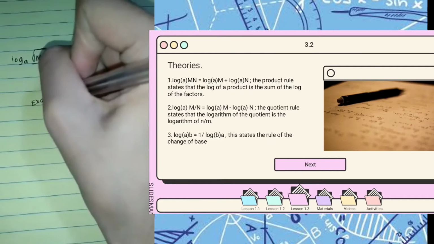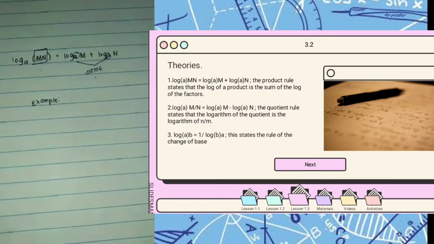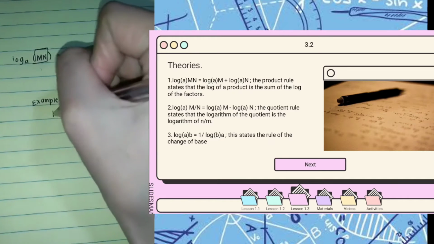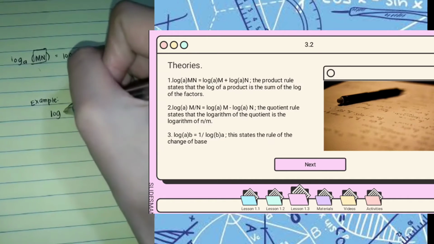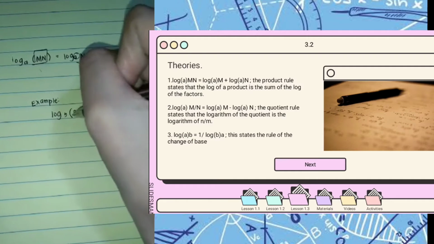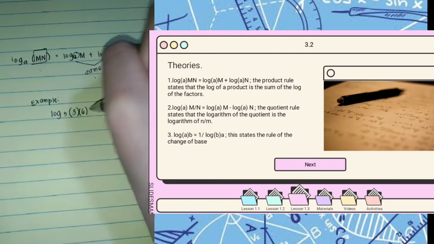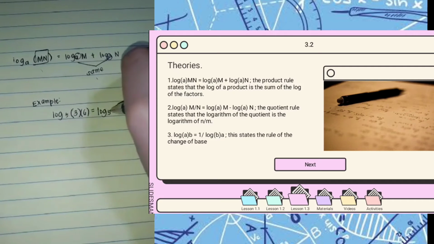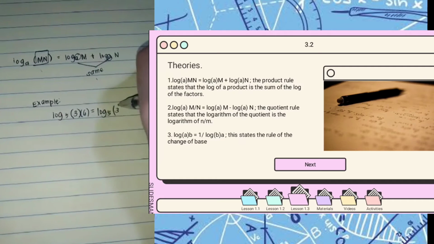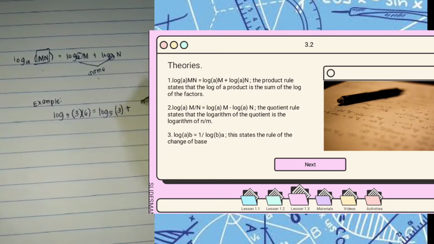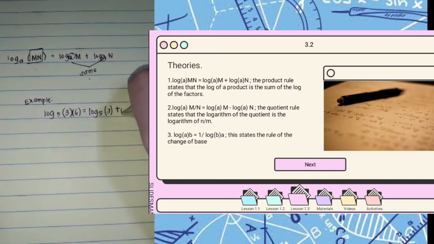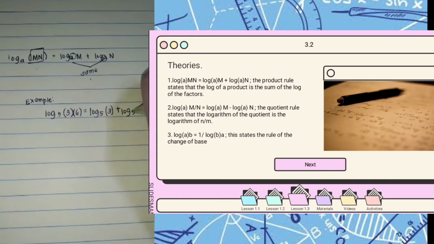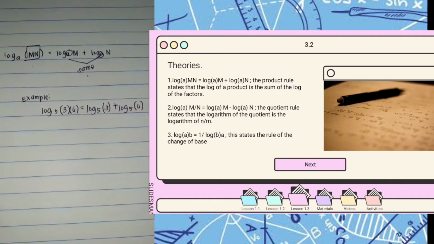For example, log base 5 of 3 times 6 equals log base 5 of 3 plus log base 5 of 6.